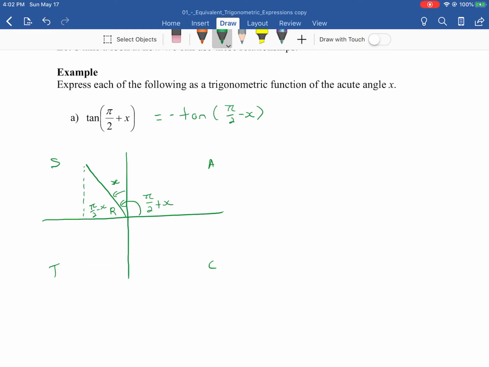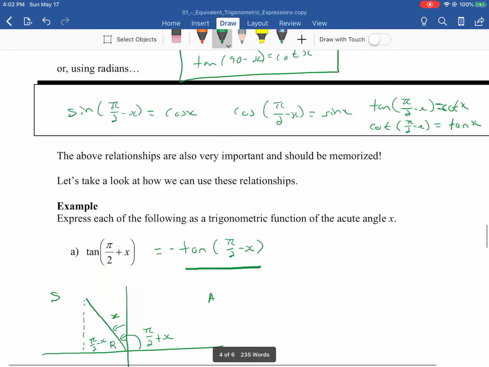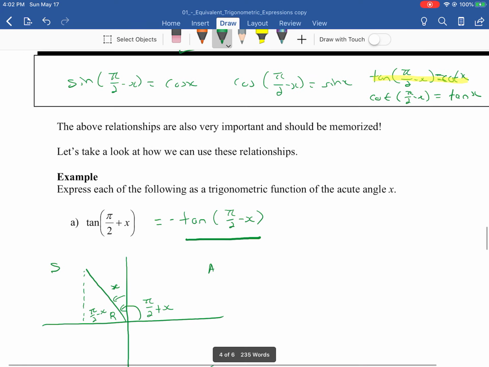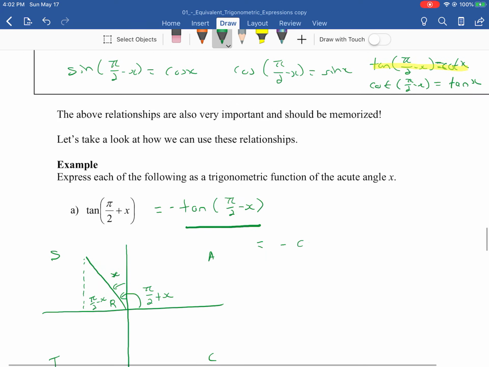Take a look up here. And this is the argument for memorizing these things. I've got tan of pi over 2 minus x. Look up here. Tan of pi over 2 minus x is cotan of x.